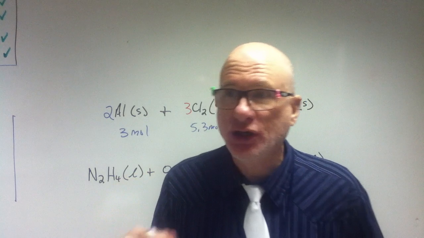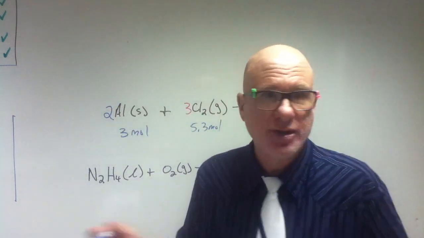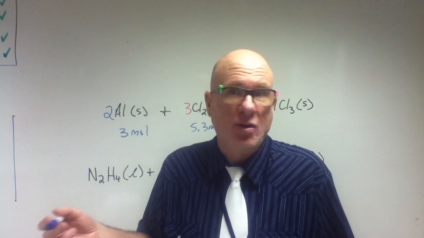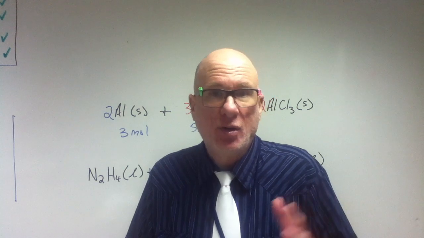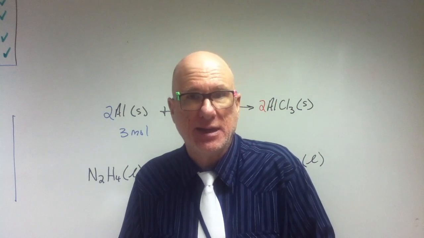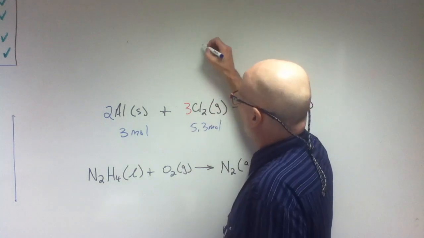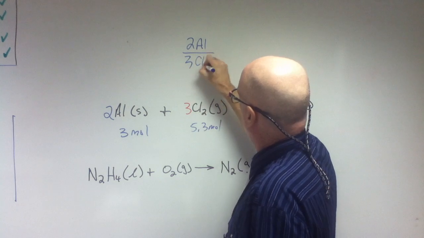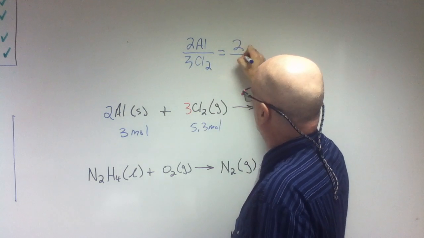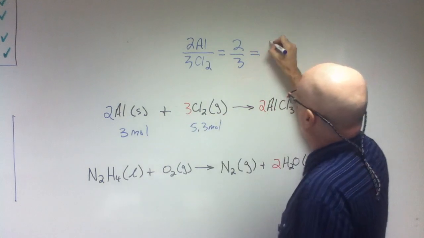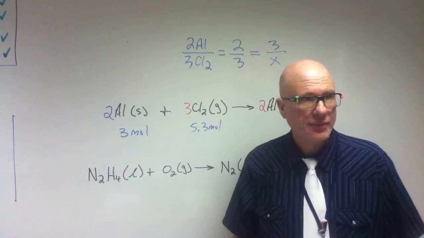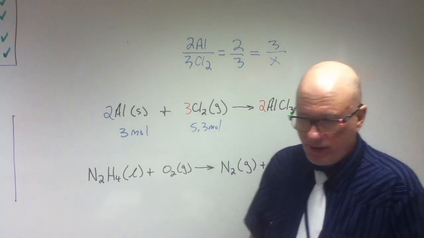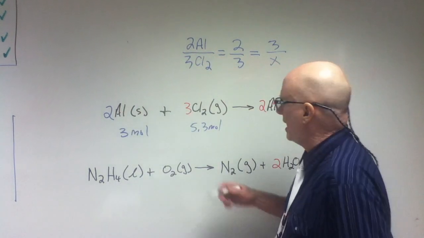Now, if you couldn't see that by inspection, you could simply do a calculation. And as long as you establish, you only have to do 1. If you find out one's limiting, then the other's excess, etc. So what you say is 2 aluminums over 3 chlorines equals 2 over 3 equals 3 over x. Correct? 3 times 3 is 9, divided by 2 is 4.5. So you need 4.5 of this.